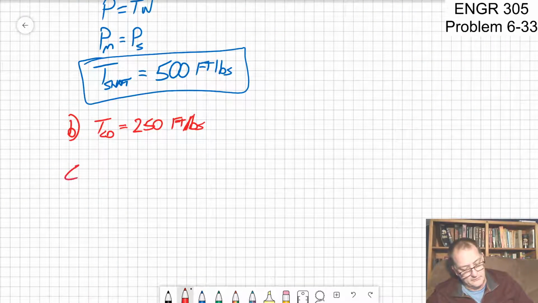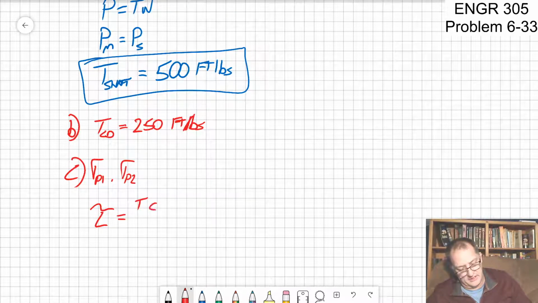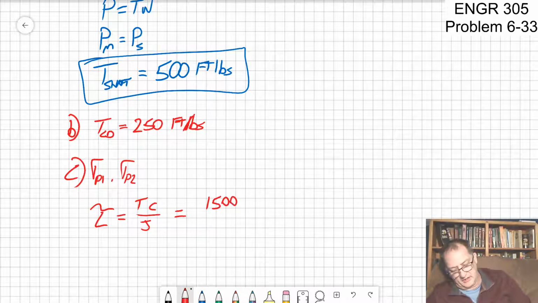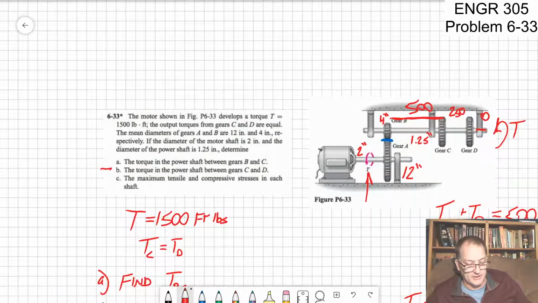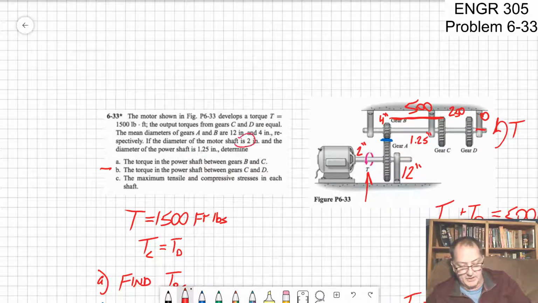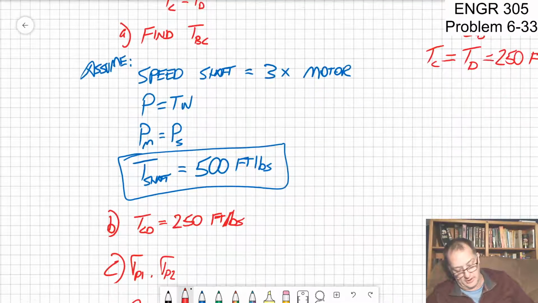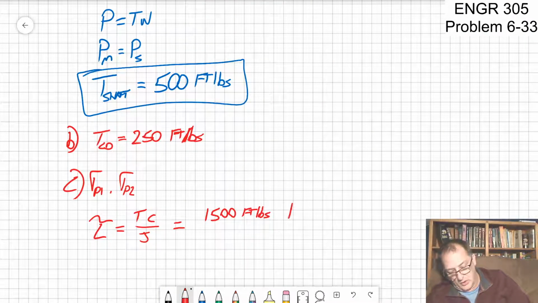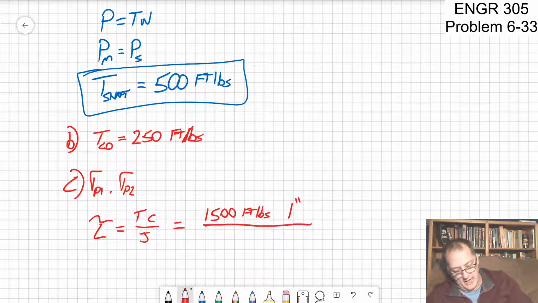Well, they want sigma P1 and sigma P2. So first I have to find the shear, and that's equal to TC over J. For the first shaft, the torque is 1,500 foot-pounds. They told me about the geometry at the beginning. The diameter is 2 inches, so it's 1 inch in radius, and J is going to be pi over 2 times 1 to the 4th.